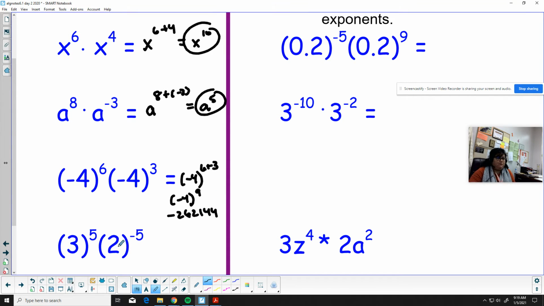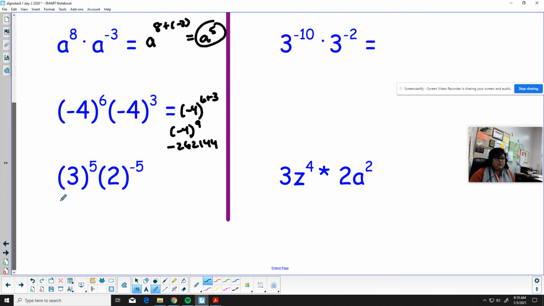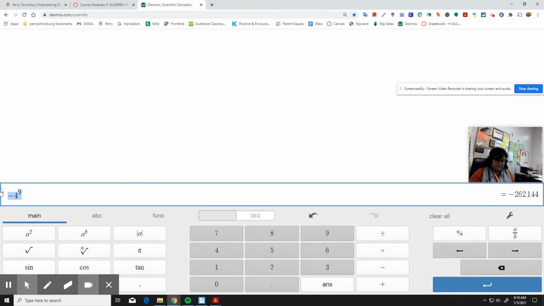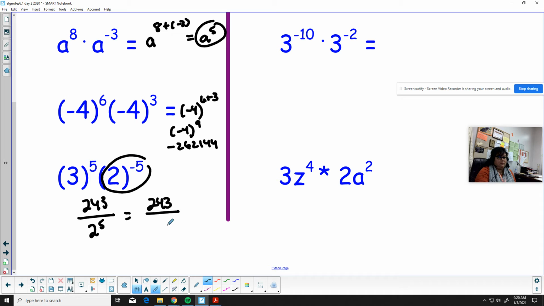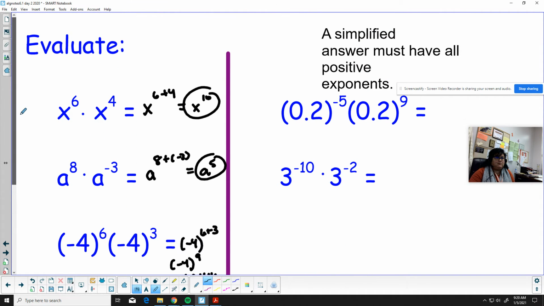Now this one is different because see how the bases are not the same? So you can't just add exponents. In order to do this one, you would actually have to evaluate them separately and then multiply their 2 answers. 3 to the 5th power, I don't know what that is, so let's look it up. 3 to the 5th power is 243, so 243 would be the top number. And then this one is unhappy, so we move it to the bottom and evaluate it. 2 to the 5th is 32. That's my answer. So the trick doesn't work if the bases are not the same. You just evaluate them separately.